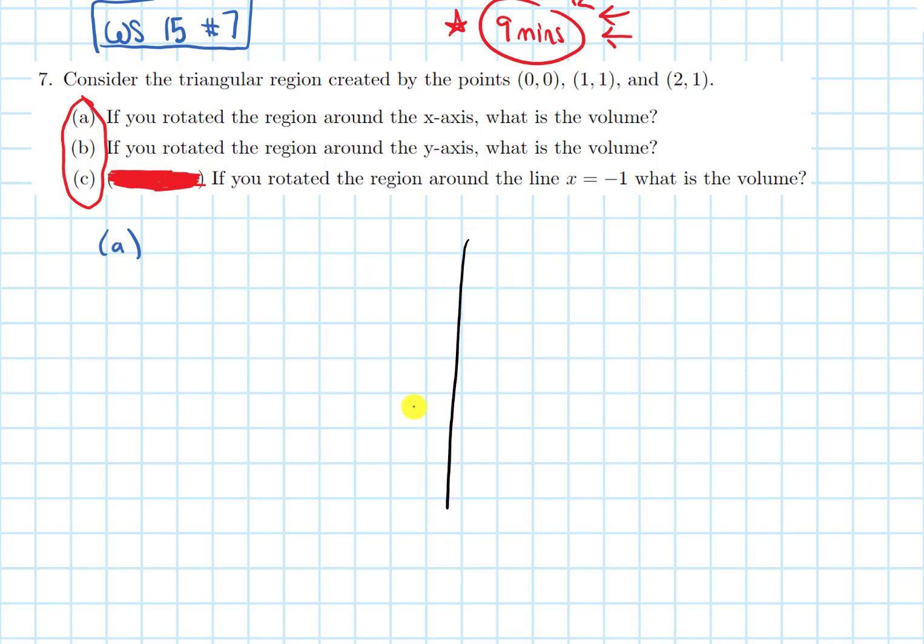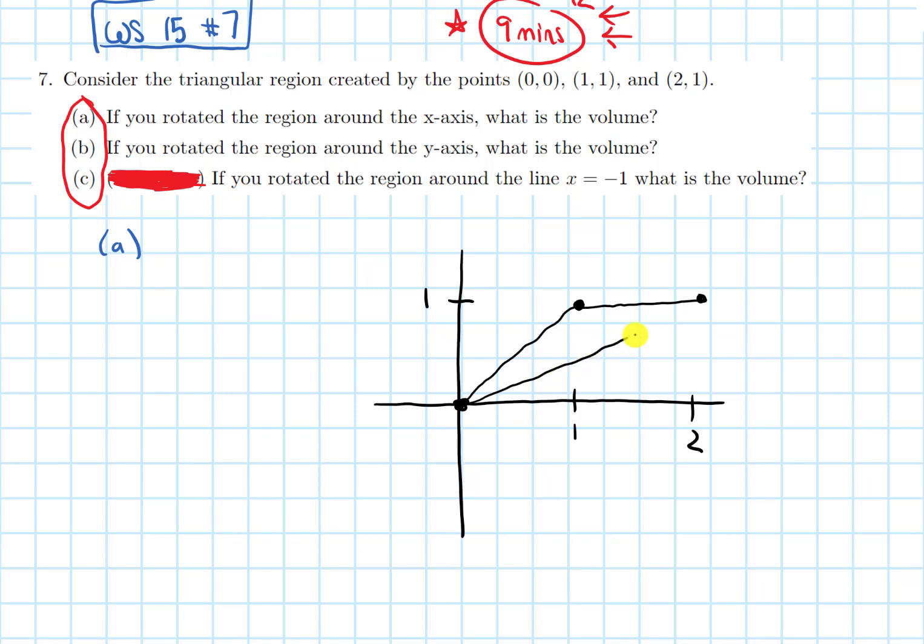So I'm going to draw some axes. Let me make this straighter. So we have a point at (0, 0). I'll put a tick mark here at 1, and 1 at 2, and then 1 on the y-axis. So there's a point at (1, 1) and at (2, 1). And it says consider a triangular region created by those points. So let's join them with straight lines to make a triangle.